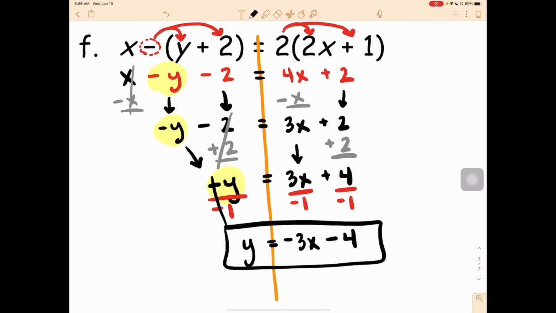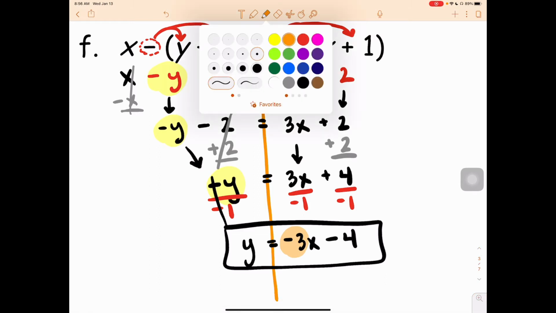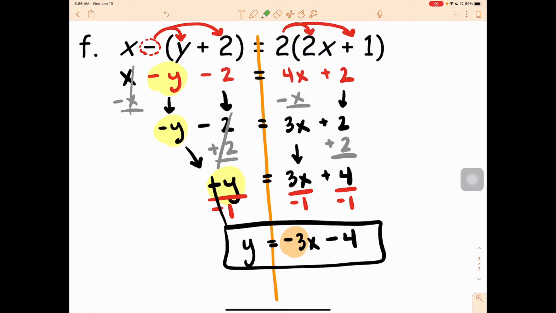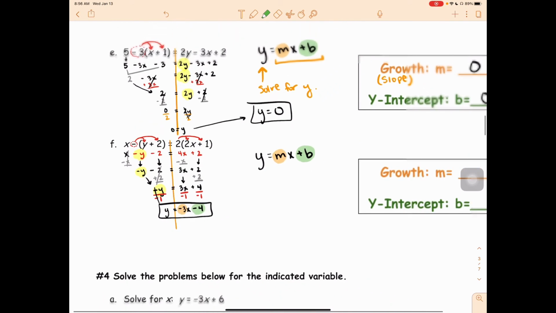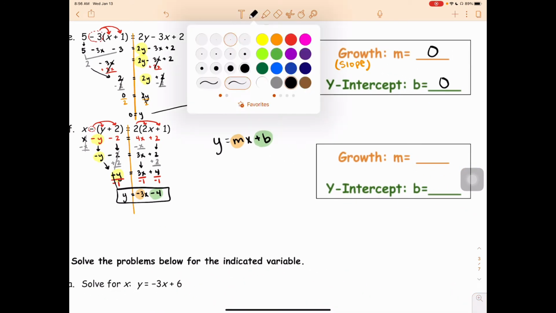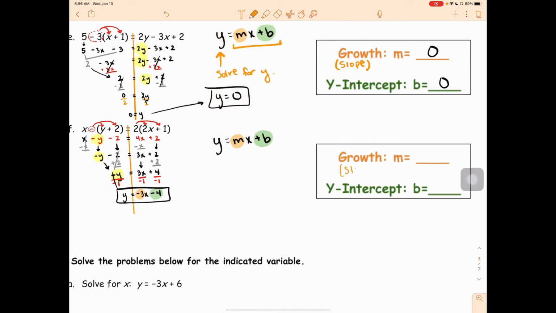So this will be my y equals mx plus b form. And I know in y equals mx plus b that the m is in front of the x, so negative 3 is my slope. And the y-intercept is the constant with no variable, so my negative 4 is my y-intercept. So over here on the right in your box, you want to make sure you write that. Slope is negative 3. And the y-intercept here is a negative 4.